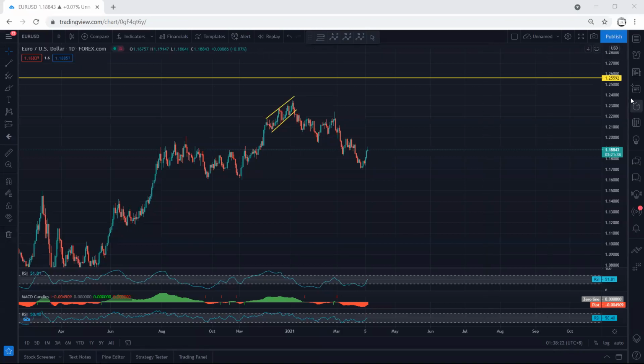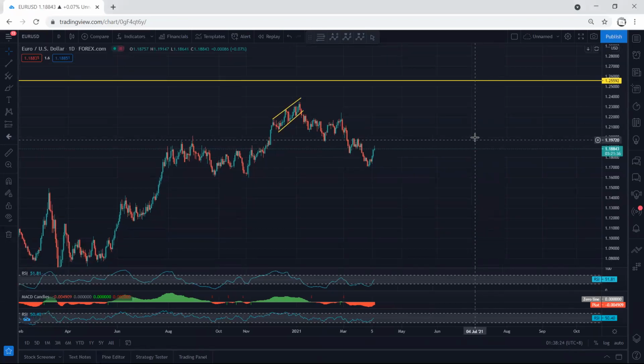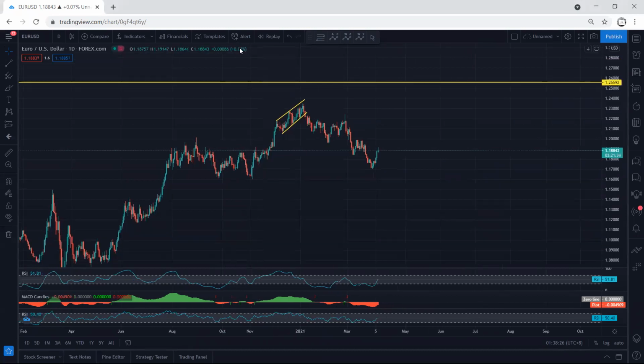EUR/USD, we start with the daily chart. Okay, if we refer to our analysis, we mentioned we want to see whether this is the start of the up move reversal, or this one can turn into a big correction, similar to what we have here, for one more drop.